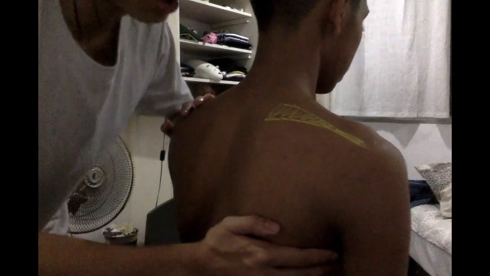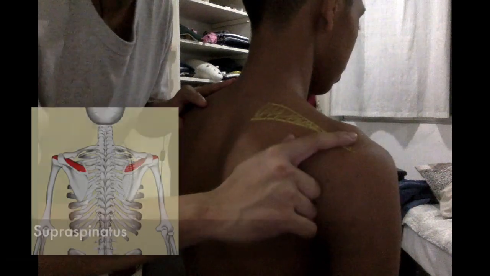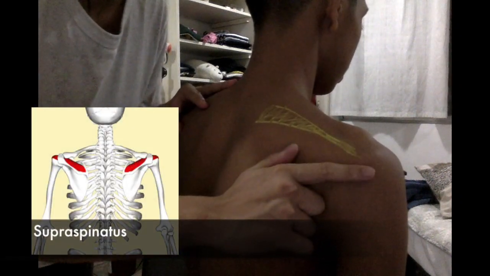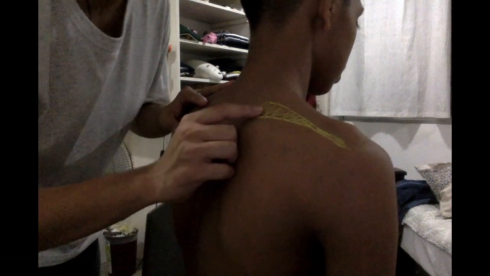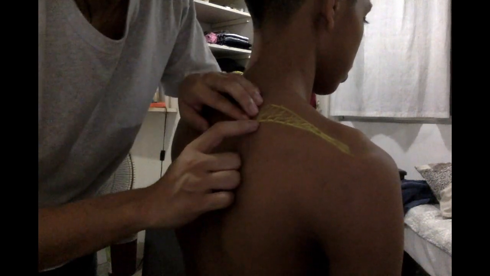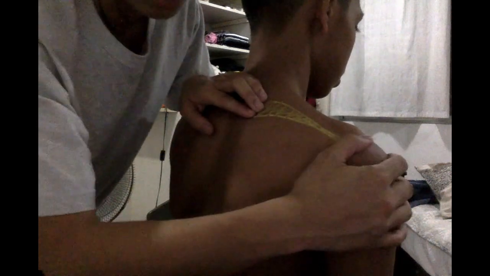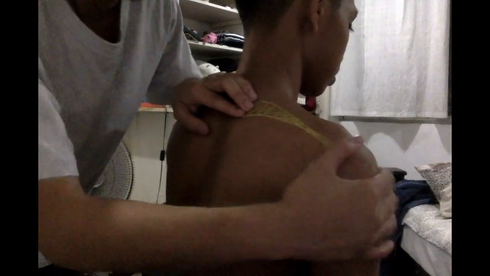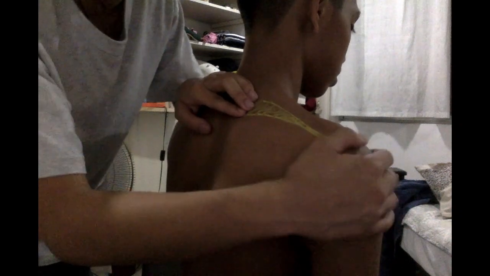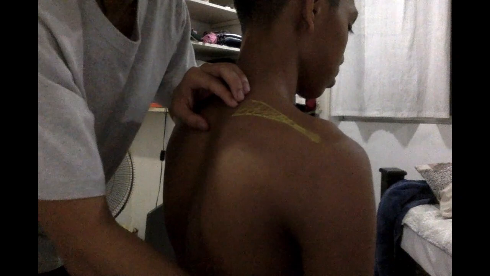Next up, we have the supraspinatus, which is found over here. Its origin is in the supraspinous fossa of the scapula, which is around, I'm guessing, here. And its insertion is in the superior facet on the greater tuberosity of the humerus, which is around this area. This is the head of the humerus where you can find the greater tuberosity. So the muscle is here, and the muscle moves as you lift your arm like this.